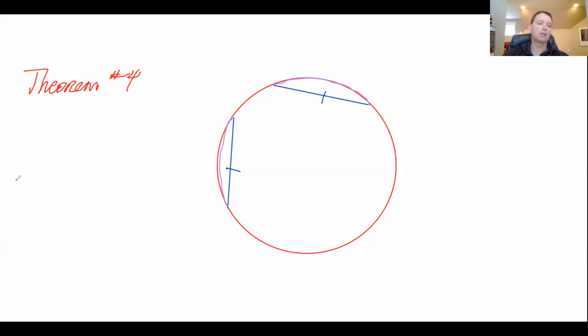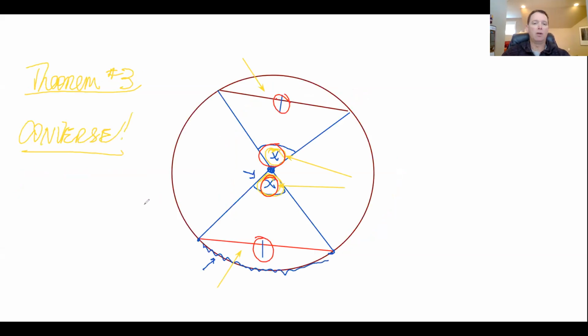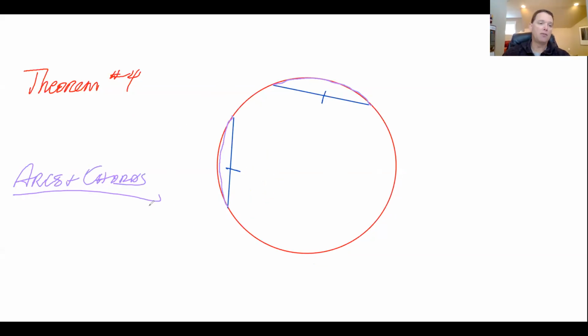So arcs and chords. That's the theme behind theorem number 4. So if we go back again, remember, this one has angles and chords. And this one now has arcs and chords. And we have the converse that goes here as well. So let me take you back to the theorem sheet so you can see this once again.